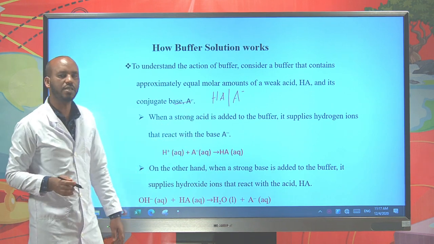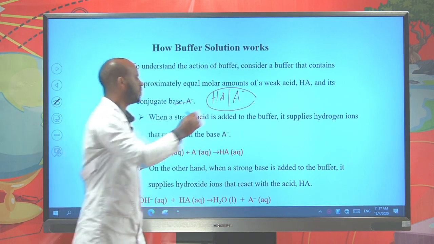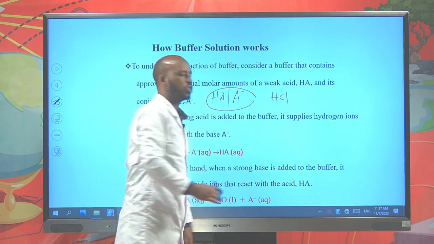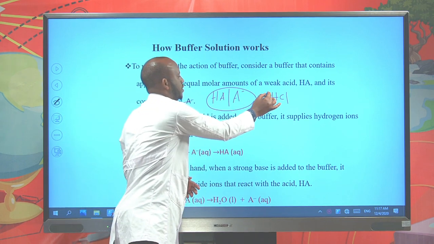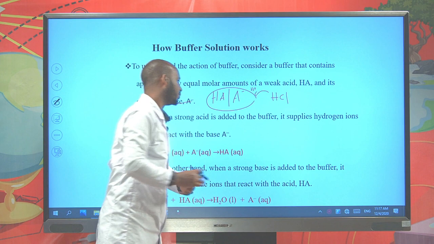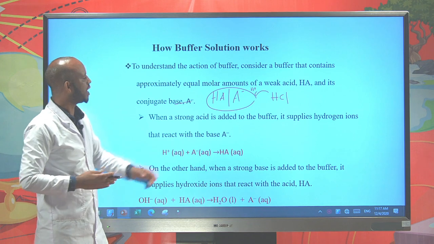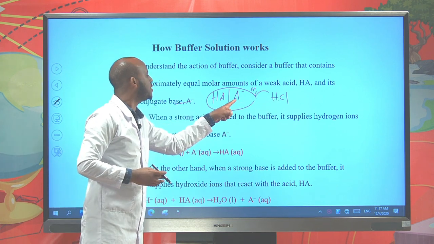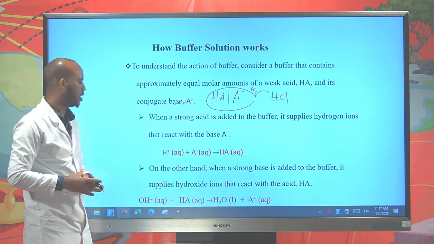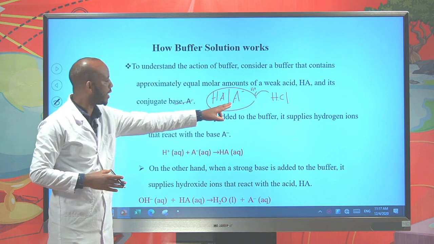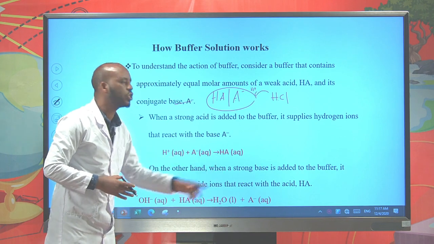When a strong acid like hydrochloric acid, HCl, is added to this buffer solution, the added hydrochloric acid provides hydrogen ions, H plus. It supplies hydrogen ions that react with the base. Now the added acid reacts with the base A minus. Therefore, H plus, this is the added acid, plus A minus, the conjugate base, gives HM.